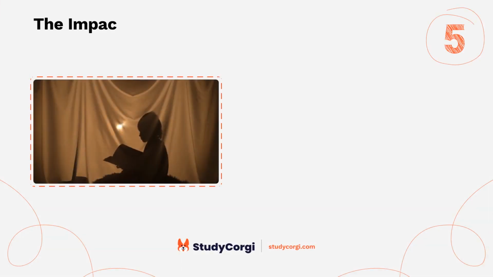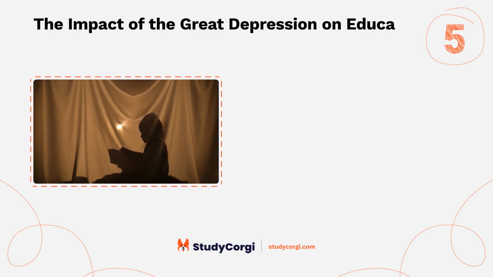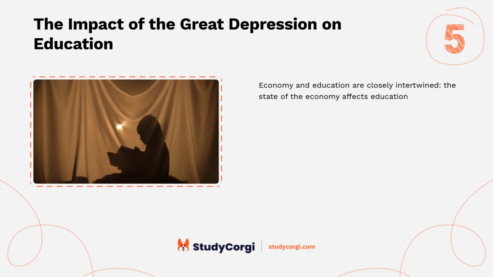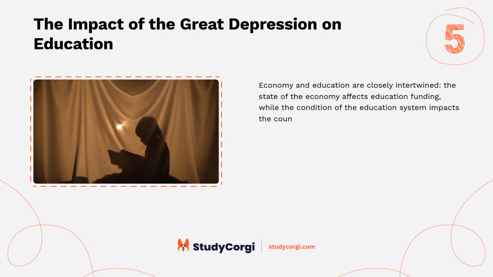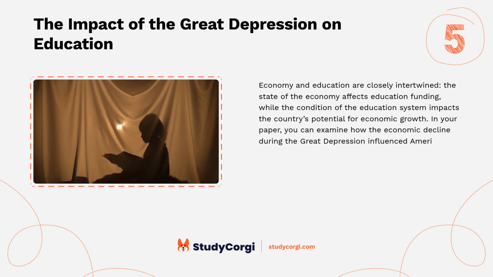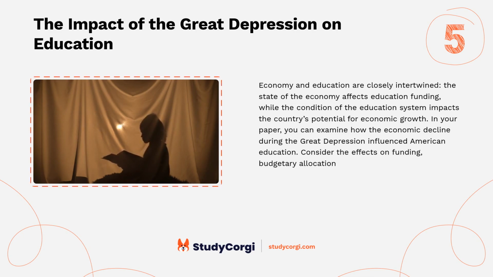The impact of the Great Depression on education. Economy and education are closely intertwined. The state of the economy affects education funding, while the condition of the education system impacts the country's potential for economic growth. In your paper, you can examine how the economic decline during the Great Depression influenced American education. Consider the effects on funding, budgetary allocations, affordability of education, and racial disparities.